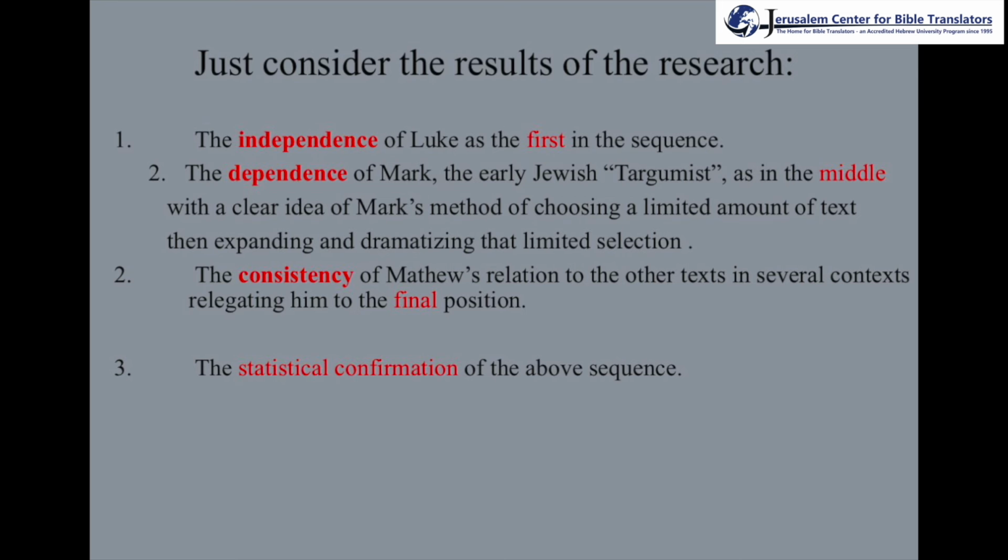So just consider the results of this research. One, independence of Luke as the first in the sequence. Two, dependence of Mark, the early Jewish Targumist, in the middle, with a clear idea of Mark's method of choosing a limited amount of text and then expanding and dramatizing it. Three, the consistency of Matthew's relationship to other texts in several different contexts where he keeps up the same consistency of the wording that he adopts into his text from the prior text. And then, fourthly, a claim for a statistical confirmation of the above sequence.